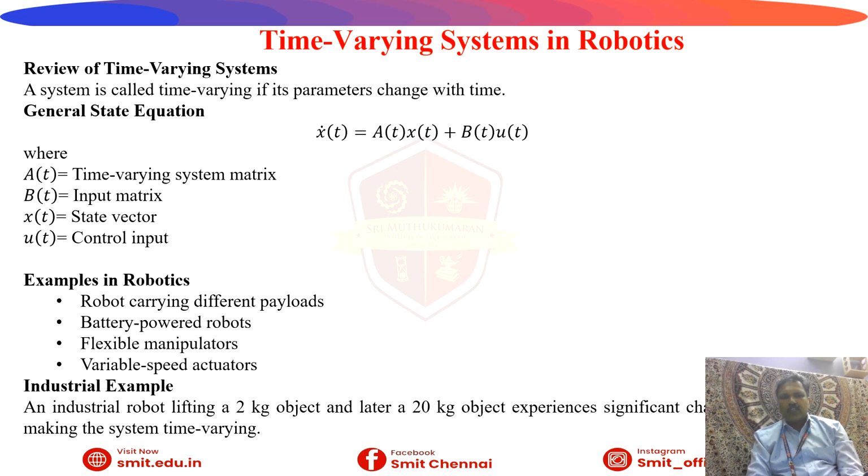Examples in robotics: robot carrying different payloads, battery powered robots, flexible manipulators, variable speed actuators. For example, an industrial robot lifting a 2 kg object and later a 20 kg object experiences significant changes.